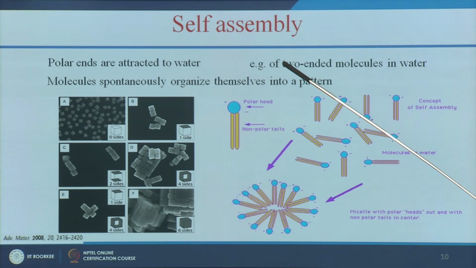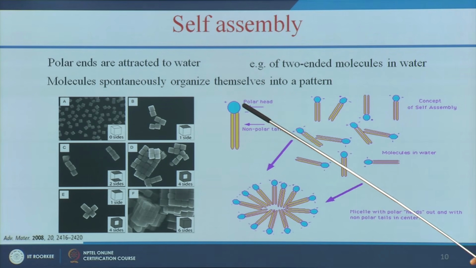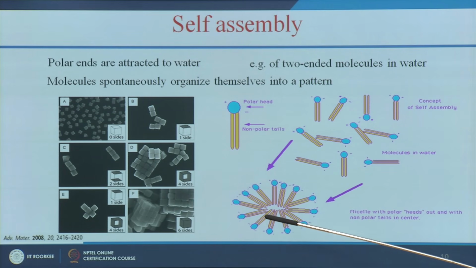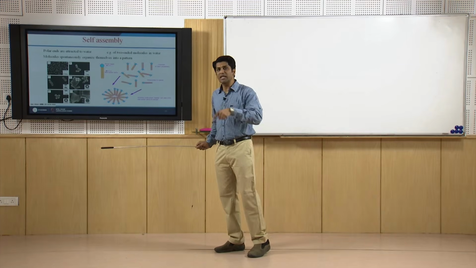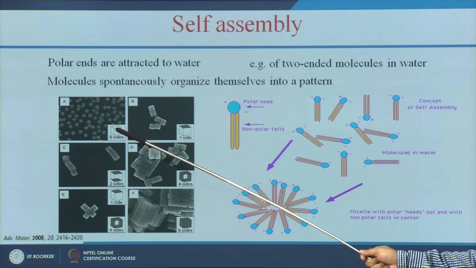Suppose you have 200 molecules in water. For example, molecules which have a polar head, that means water liking or hydrophilic, and non-polar tails, that is hydrophobic. So when you put this kind of molecules in water, what happens? All the hydrophilic heads will be facing the water and all the hydrophobic tails will be away from the water. So you will get this kind of micellar structure. A simple example is if you put a drop of oil in water, you will get a circular ring kind of structure, right.